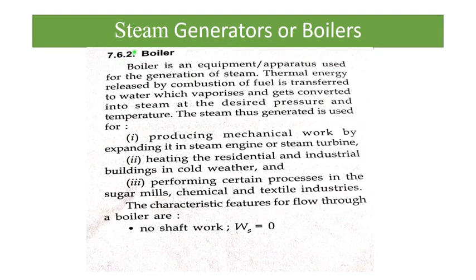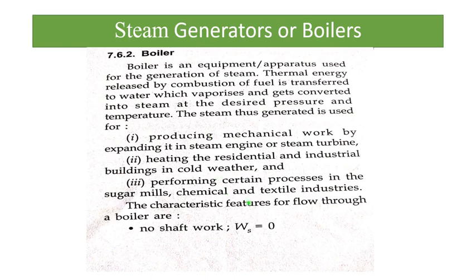The second case we are having is steam generators or boilers. A boiler is an equipment that is used for the production of steam, so these are also called steam generators. Here the thermal energy of fuel is used for converting water into steam. Then that steam is used for different purposes. It is used for doing mechanical work in steam engines or steam turbines. It's also used for heating residential or industrial buildings, and in the chemical sector or the textile sector.